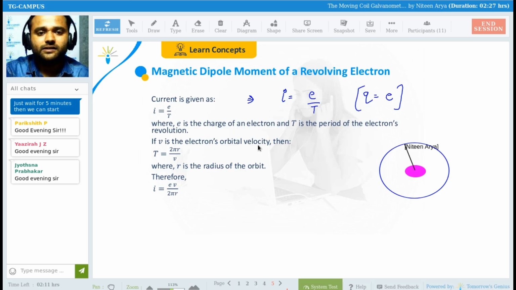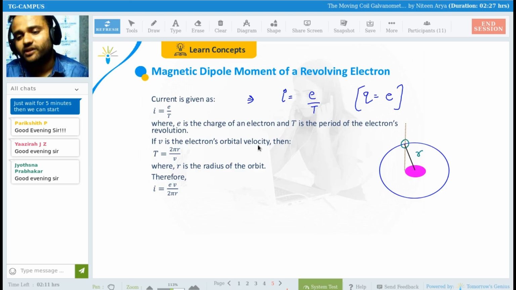If we take this as the radius, and suppose the electron is moving in this way, it is also moving, for better picturization, around this axis. Clear? So due to these two motions, it generates current. Due to the motion around its axis, it generates current, and due to the motion in this particular circular loop, in this spherical way, it generates a magnetic field. So first of all, we need to find the current.